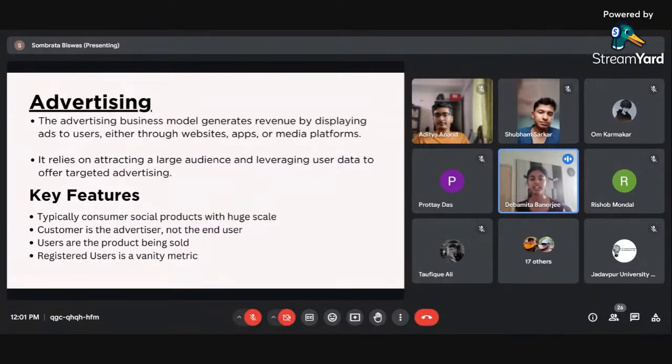Oftentimes when you're creating social products, people keep on asking, what is the critical mass number do you think? Is it 1,000 users? Is it 10,000 users? Is it 100,000 users? Because then you want to reach that number as soon as possible.